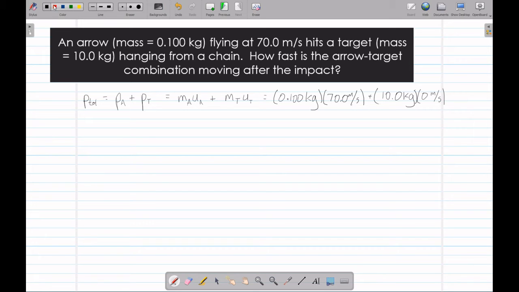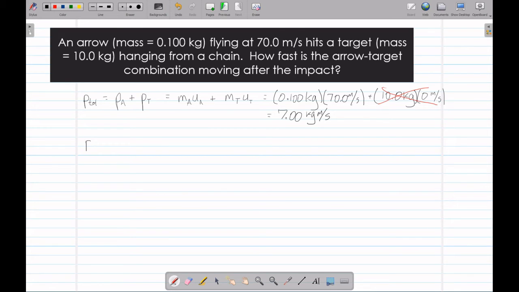Well, you can see what's going to happen here. If the target's initial velocity is 0 meters per second, that means that the target had no initial momentum. So the total momentum of the system is going to be determined by the arrow's initial momentum, which is 0.100 kilograms times 70 meters per second, or 7.00 kilogram meters per second. So this is the total momentum of the system.